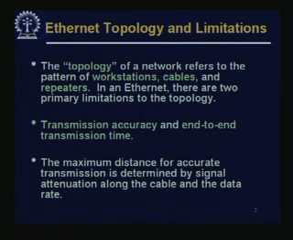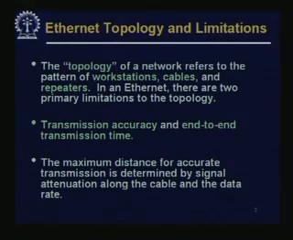Transmission accuracy means, if you remember, that the Ethernet data link layer is an unreliable protocol, in the sense that it does not do a lot of acknowledgement or negative acknowledgement and things like that. Essentially the transmission accuracy should be fairly tolerable. The maximum distance for accurate transmission is determined by signal attenuation along the cable, and the signal attenuation would depend first of all on the quality of the cable, the kind of cable you use, and the data rate.